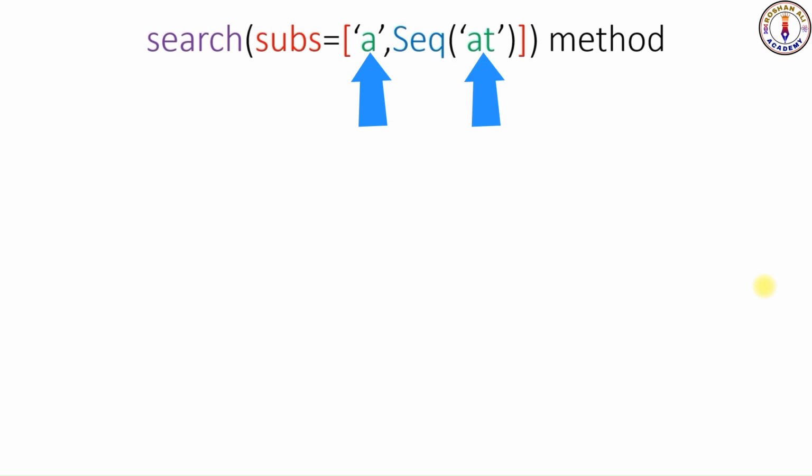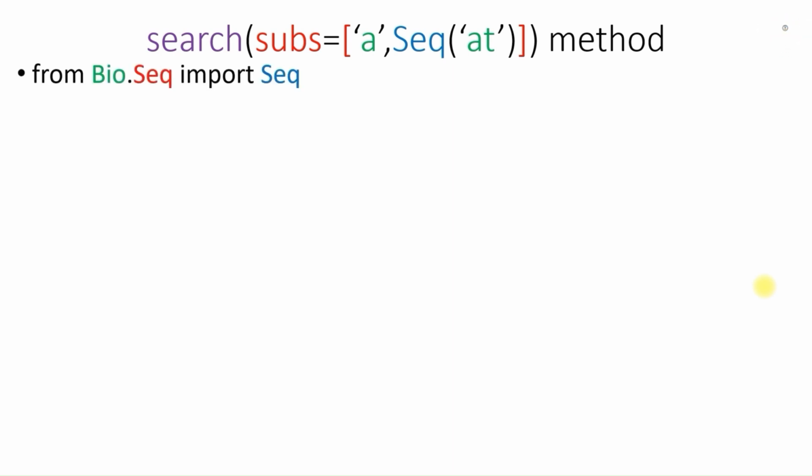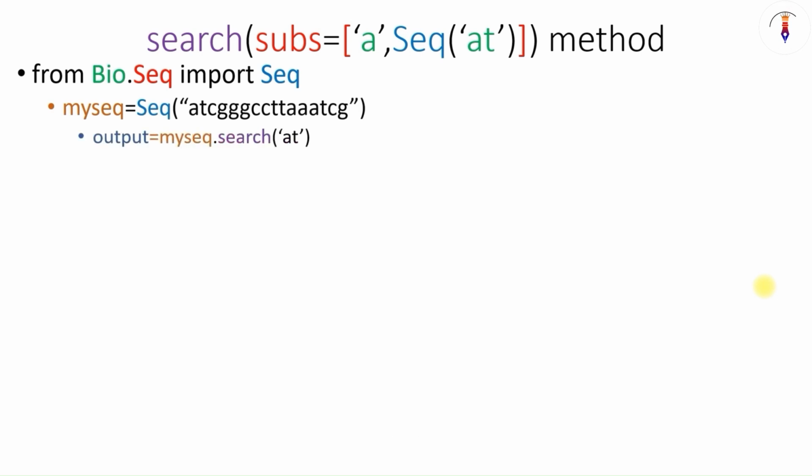Remember, you type your pattern in the form of a simple string or in the form of a sequence. Import the Seq class, create your sequence. Now search for the letter A and the letter T. Here we are searching without the use of square brackets. In this way, it will search for both the letter A and letter T separately. The output will contain the results of both the letter A and the letter T wherever found in the sequence. It will show you the position of all the A's and T's in the sequence.